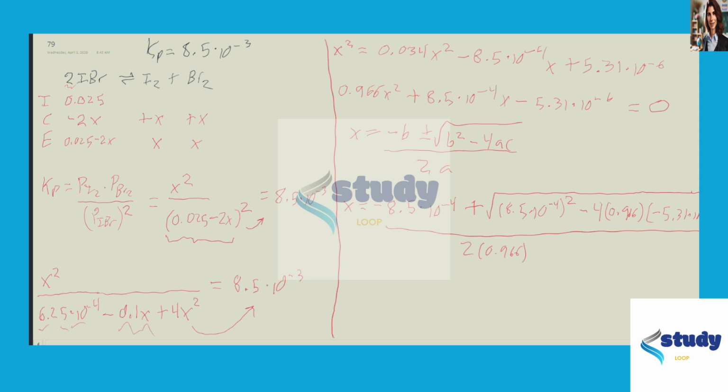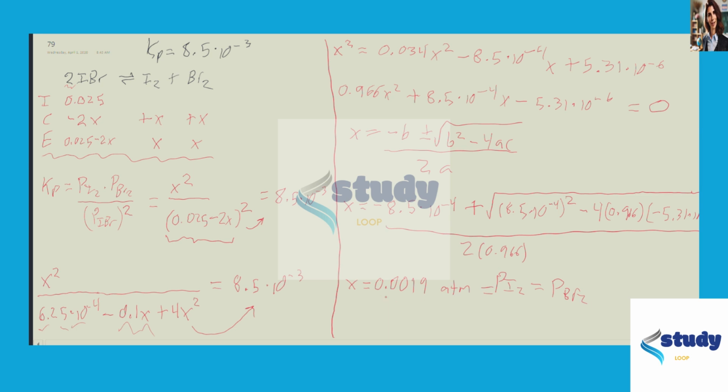So that's a lengthy expression, but if you type it into your calculator, you get x equals 0.0019 atmospheres. And because we know our equilibrium concentrations of I2 and Br2 are just x, that equals the pressure of I2 and the pressure of Br2 at equilibrium.